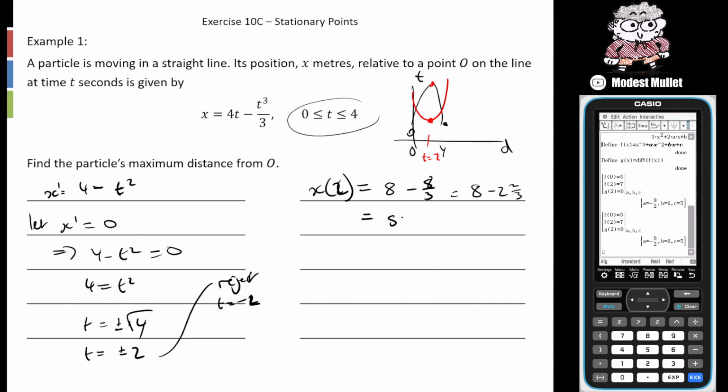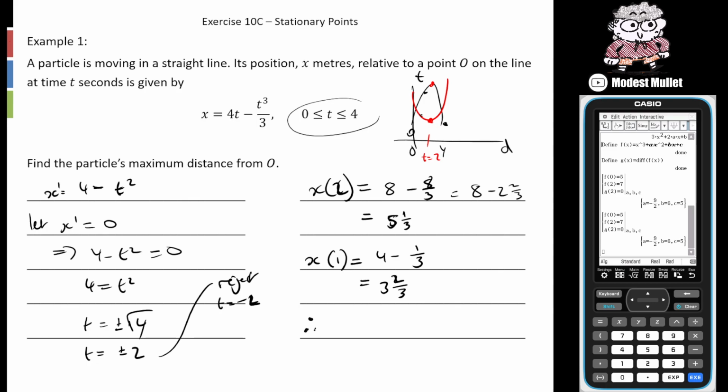6, 5 and 1/3. Okay, and what we're going to do to check if that is the local maximum or local minimum is just substitute in a point just to the left of it or just to the right, and see what that value is. So x of 1, because if it's higher, we clearly got the red situation. If it's lower, we've got the black situation. So x of 1 is equal to 4 minus 1/3, which is 3 and 2/3, which is clearly lower. So therefore x equals 2 is a local maximum.